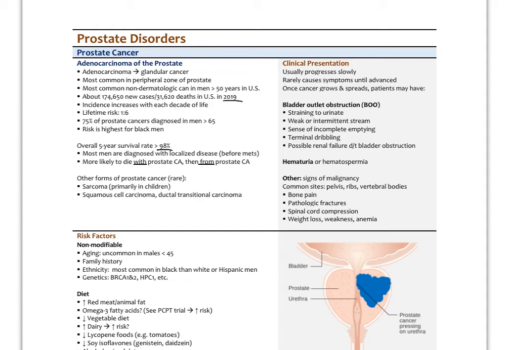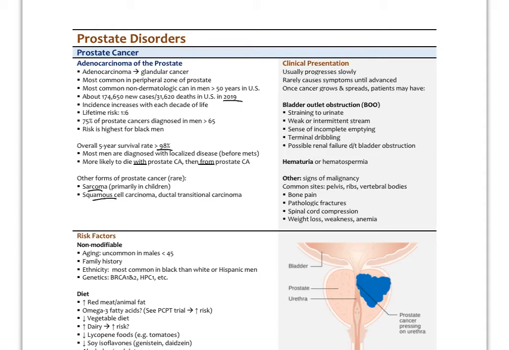Other forms of prostate cancer, which are more rare, would be sarcomas, primarily in children, and squamous cell carcinomas or ductal transitional carcinomas. So when we say prostate cancer, again, we usually refer to adenocarcinoma, but if a patient presents to your clinic saying they have prostate cancer, you might want to be clear about what kind of cancer they have there.